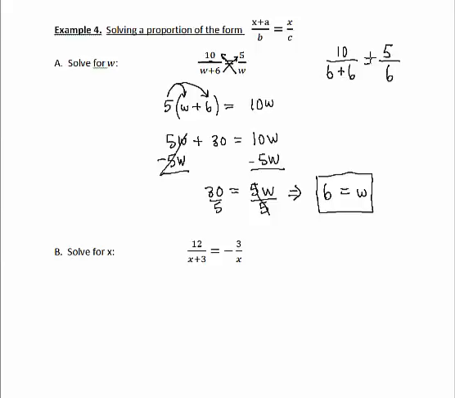So are these two ratios equal? Well, 10 over 6 plus 6 is 10 over 12. And if we divide 10 and 12 by 2, then it reduces 10/12 to the equivalent fraction, 5 over 6. And so these are equivalent ratios. w equals 6. Checks out.